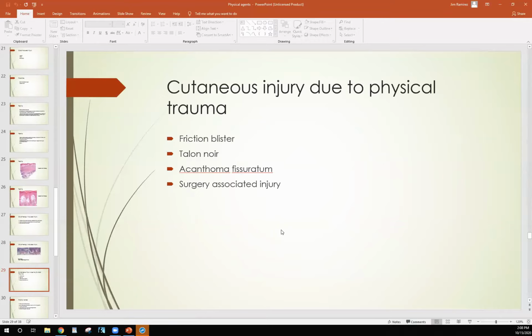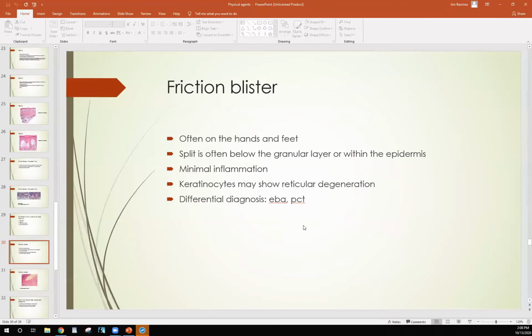Okay, so then we'll shift to cutaneous injury due to physical trauma. These will include things like friction blister, talon noir, acanthoma fissuratum, and then surgery-associated injury. So friction blister is often on the hands and feet. The split is often below the granular layer or within the epidermis, usually higher compared to other blistering disorders. So that's a very important thing to be aware of if you're thinking that could be friction blister.